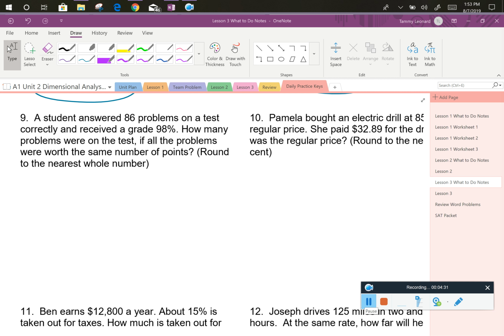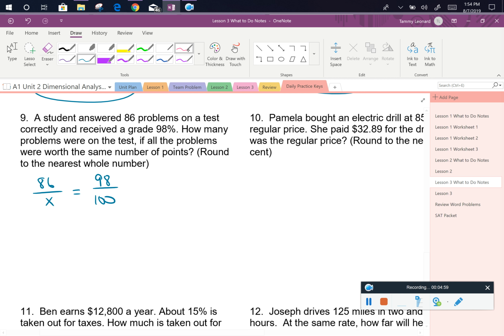A student answered 86 problems on a test correctly and received a grade of 98%. How many problems were on the test if all problems were worth the same number of points? Round to the nearest whole number. So the number of questions that were answered correctly is 86 out of an unknown total number of questions. We know that 98 out of 100, so 98% were answered correctly.